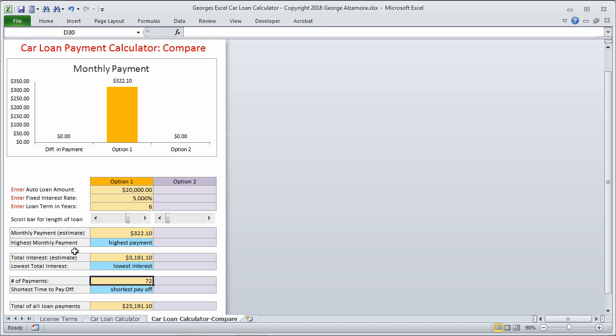The 6 years equates to 72 payments. And then the total of all loan payments, which is the original loan amount plus your interest, is that amount there.